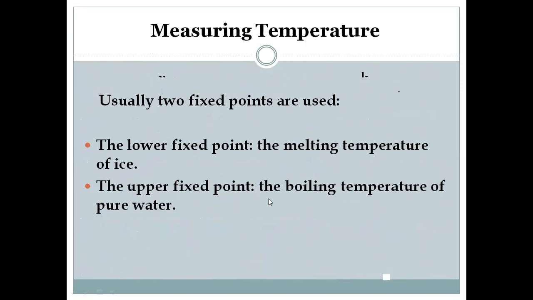Now, when measuring temperature, we usually use two fixed points. The lower fixed point is the melting temperature of ice, and the upper fixed point is the boiling temperature of pure water.